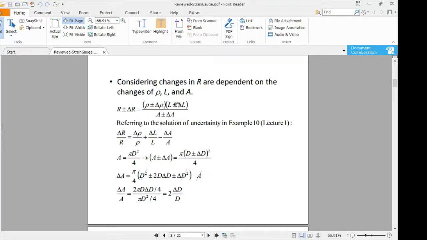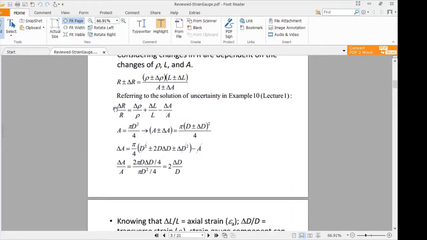The solution for these uncertainties, in order to get the total uncertainty or change, is actually given in the previous lecture notes. So you may refer to the previous lecture notes to refresh your memory on how to get these equations. Here, the three uncertainties can be combined into this equation, where delta rho divided by rho plus delta L divided by L minus delta A divided by A.